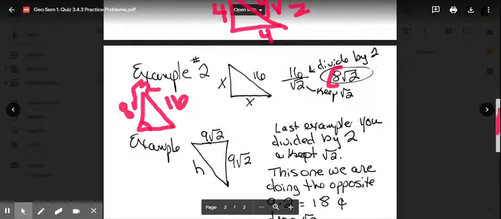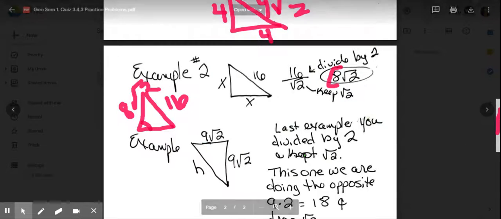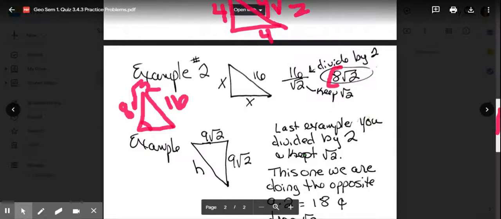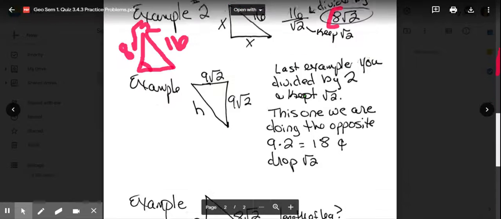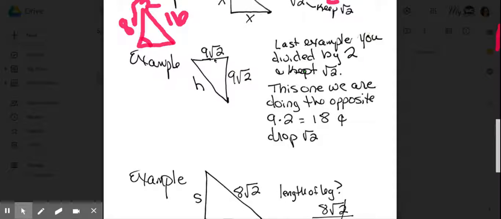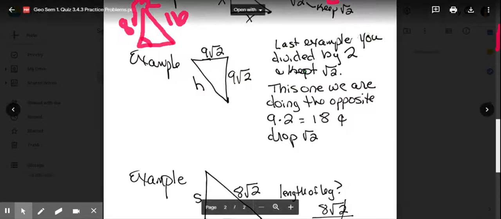Now, the last example that we had, if it gave you the hypotenuse, we had to divide in order to get our leg. Well, this one, it gives us our leg, so the opposite of dividing will be multiplying. So in this case, 9 square root of 2, we have to multiply by the square root of 2.